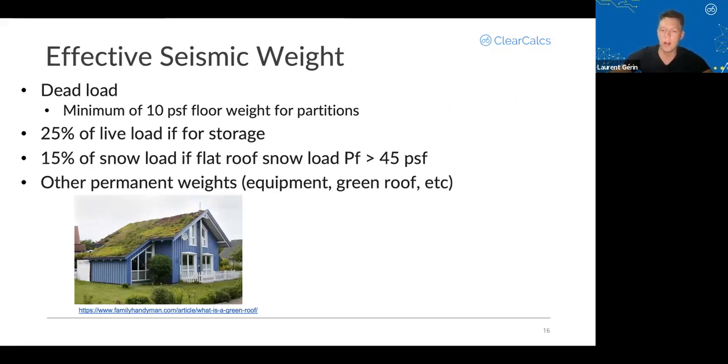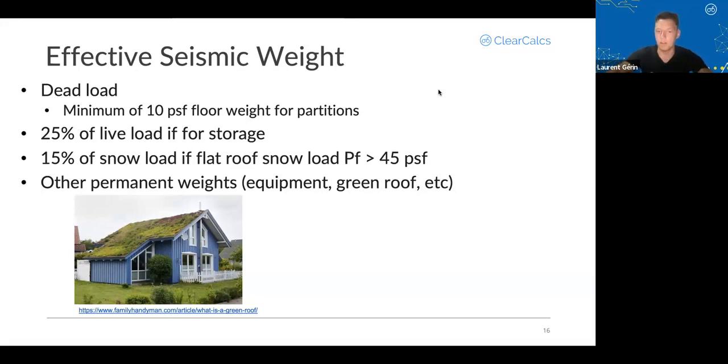Thinking back to our Newton formula, F equals ma. Acceleration is going to be the same in any earthquake. Or, sorry, for the same earthquake, we're going to see the same acceleration. But that weight, that mass, is going to change. And so that's going to drive up your forces a lot. So dead load is the biggest one. And generally, you'll also have to add a 10 PSF floor weight there for partitions, unless you're already accounting for them directly. Then you'll have 25% of your live load, only if it's for storage. So typically, you might not actually need to include your live load in the seismic weight.